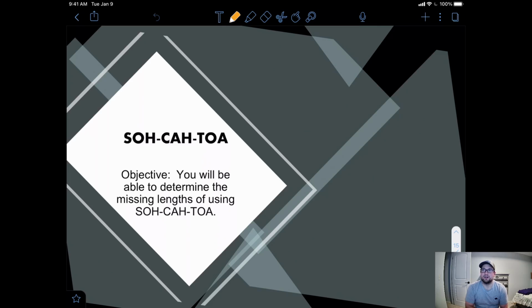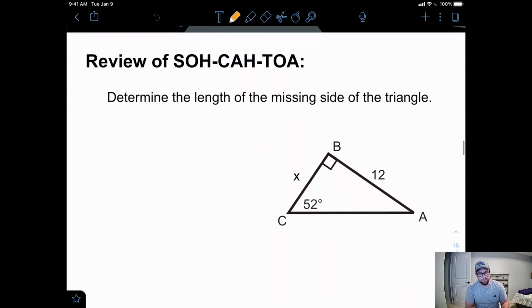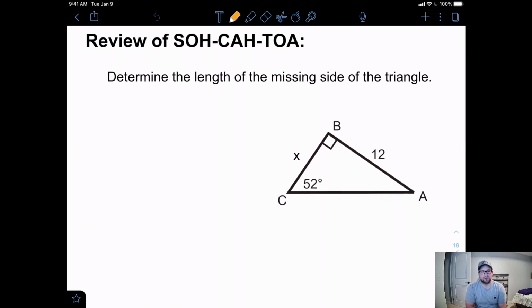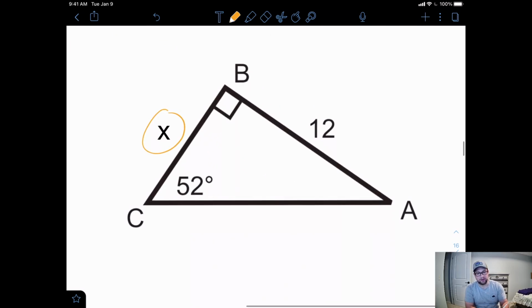Our objective today is that you're going to be able to determine the missing lengths using SOH. So, coming over here, we have a right triangle. Now, SOH only works when you are working with a right triangle. In this particular situation, we are missing a side length over here. The way we would use SOH or right triangle trig is we would first look to identify any angles that we have in the triangle. When we do this, we're never allowed to use the 90-degree angle. So that will never be the angle that we're allowed to use. But in this particular situation, we do know that this angle is 52.